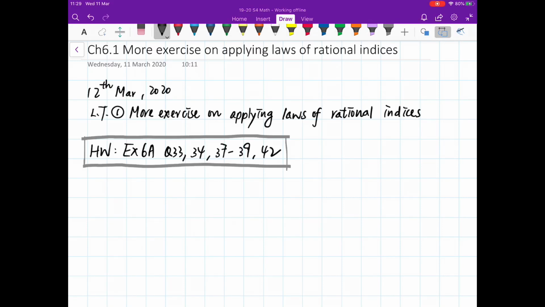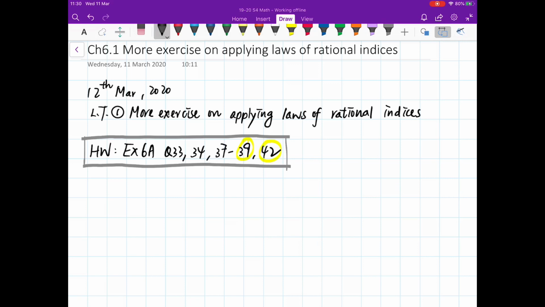Hi everyone, today I will give you some more exercise on applying laws of rational index. So please turn to a new page of your notebook. Write down the date of today and the learning target: more exercise on applying laws of rational index. And the box below is the homework for today. So in this video, I will give you the solution of question 39 and 42.